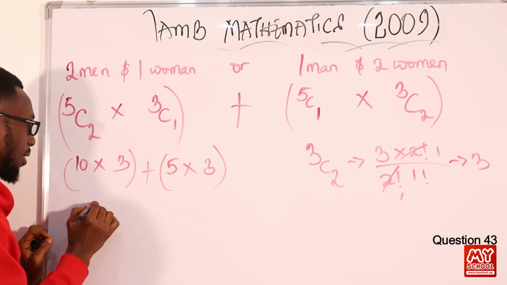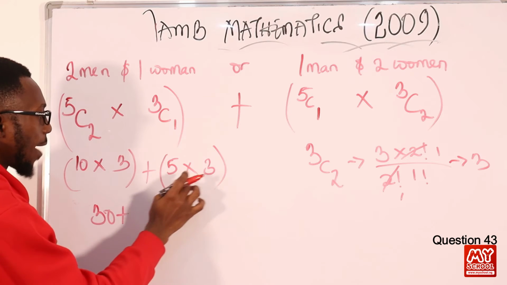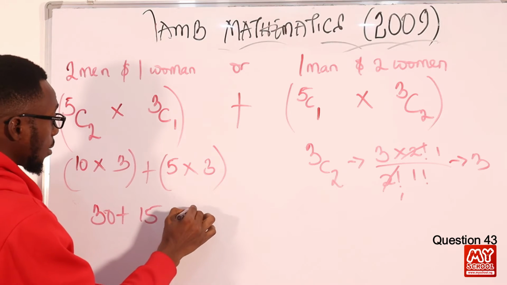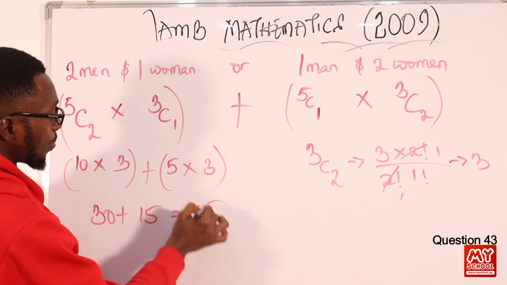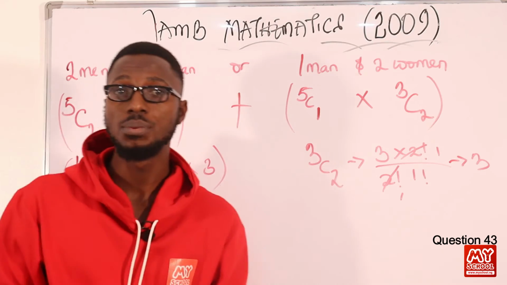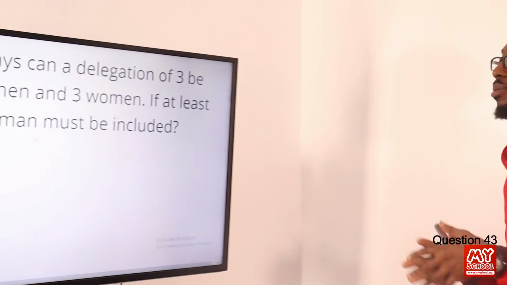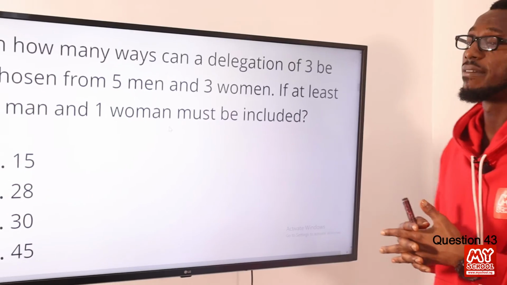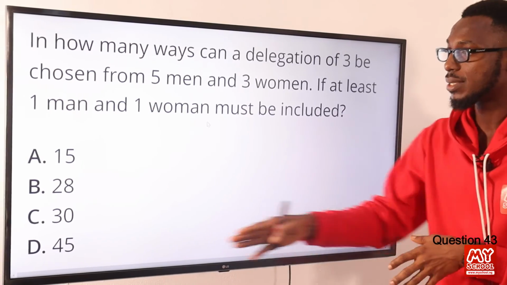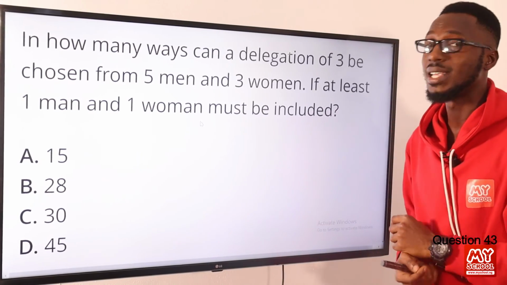All right, so 10 times 3, that is 30, plus 5 times 3, that is 15. So we have 45. So let's see if we have 45 in the options supplied. Okay, so we have 45 ways. So in 45 ways, we can have a delegation of 3. So where do we have that option? This option D is the accurate option.